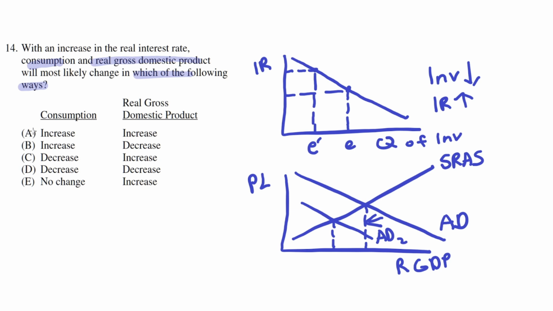Therefore, we can tell that answer choices A, B, and C are incorrect because they show either an increase in consumption or an increase in real gross domestic product. E is incorrect because it shows no change in consumption and an increase in real gross domestic product. Therefore, D is the correct answer because it properly shows how there's a decrease in both consumption and real gross domestic product.